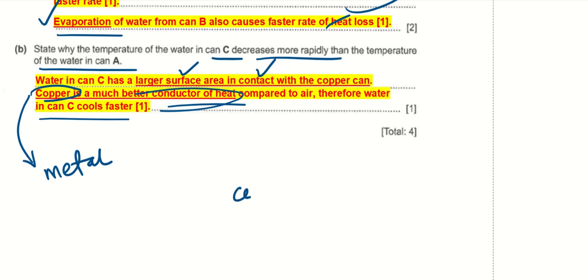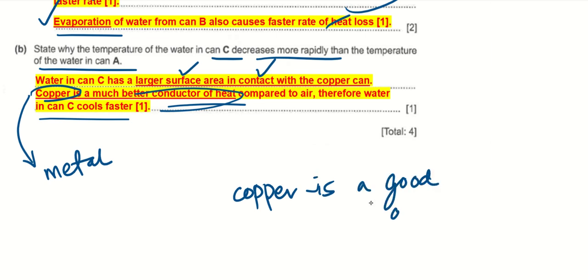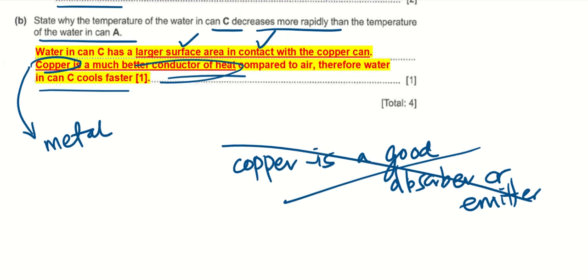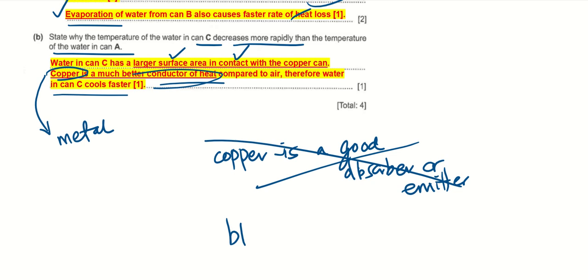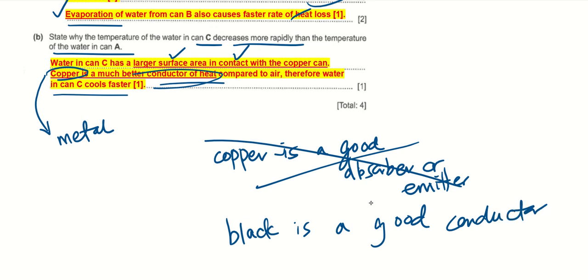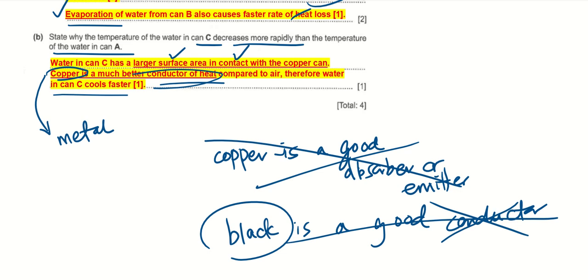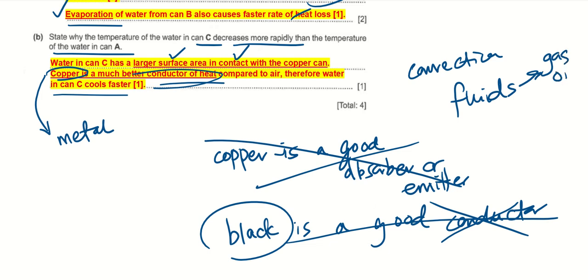So I often have students say that copper is a good absorber or emitter. No, this is false. Okay, because copper is a metal, you talk about conduction. On the other hand, I also have people say that black is a good conductor or poor conductor or whatever. Okay, so black does not go with conduction, it goes with radiation. Okay, then how about convection? Convection is when you see fluids. So it's either gas or liquid.